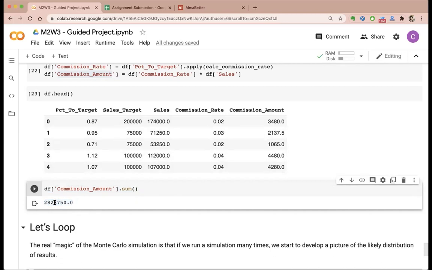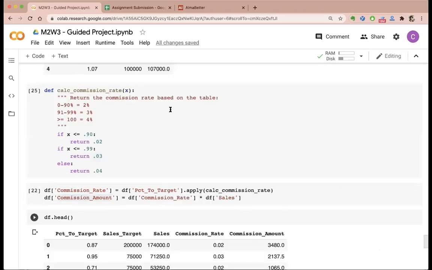So this is one simulation. We just ran one simulation. We generated input values randomly for percentage to target and sales target. These formulas were fairly straightforward, and we calculated the sum of the commission amount. So this is for one iteration or one simulation. Run 1,000 such simulations.